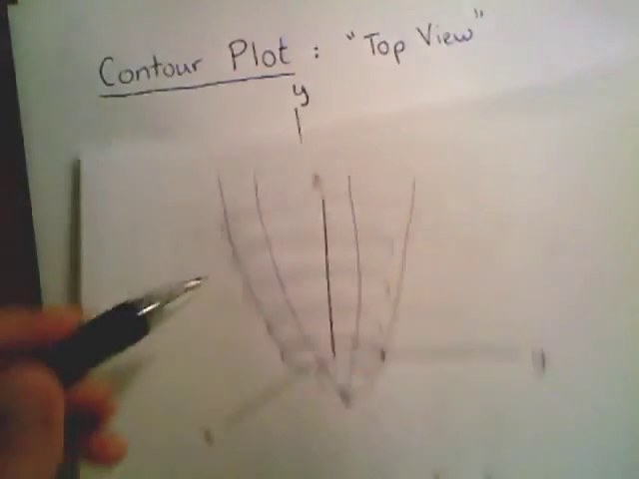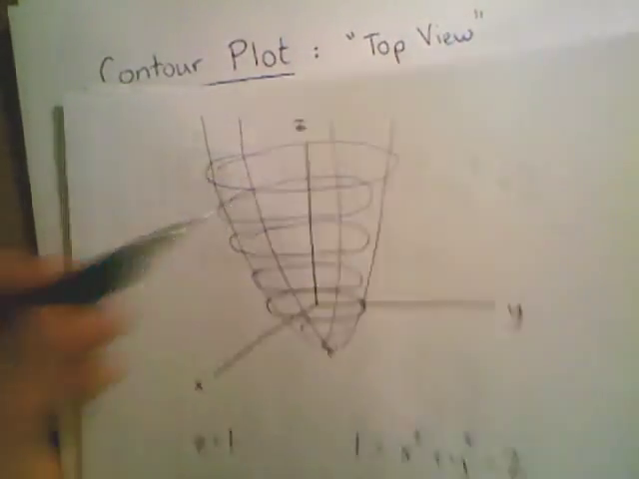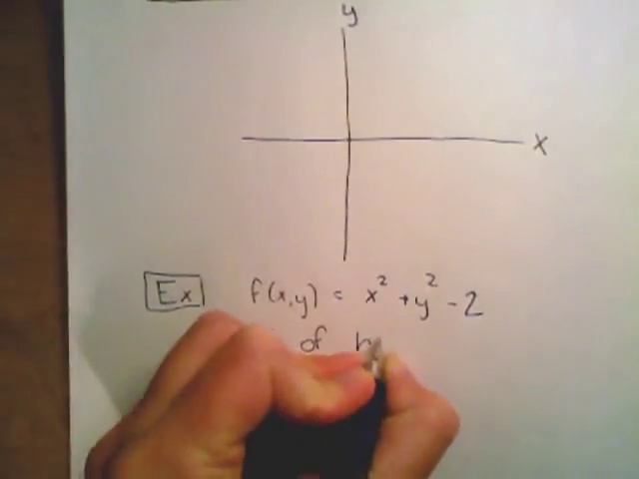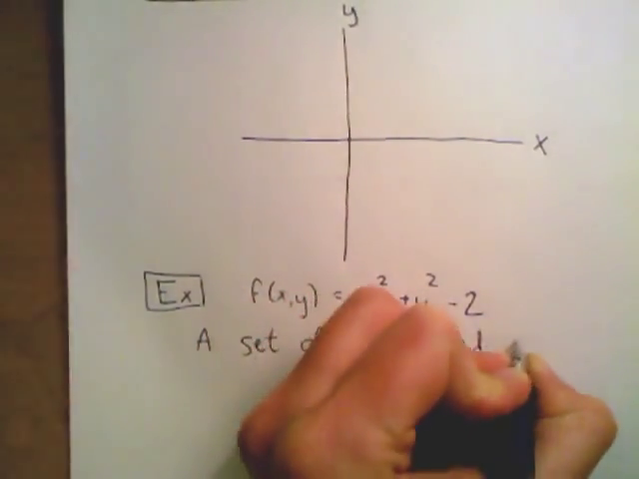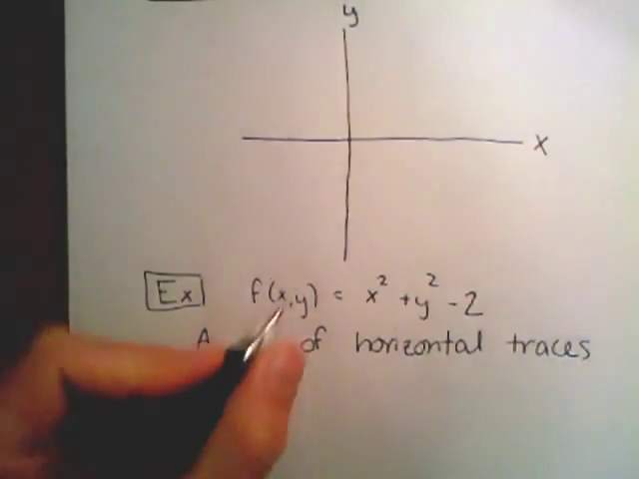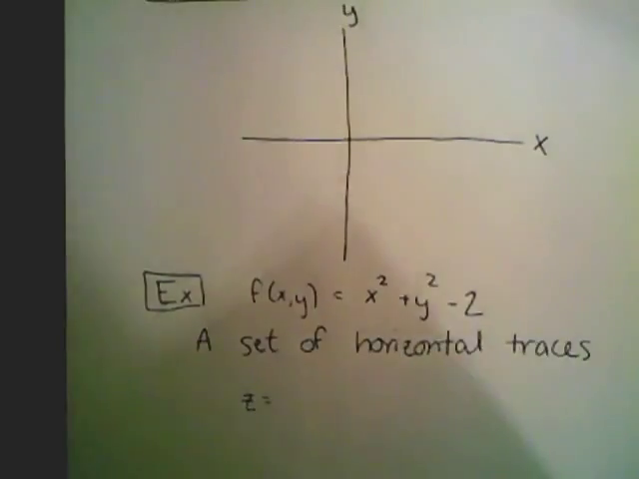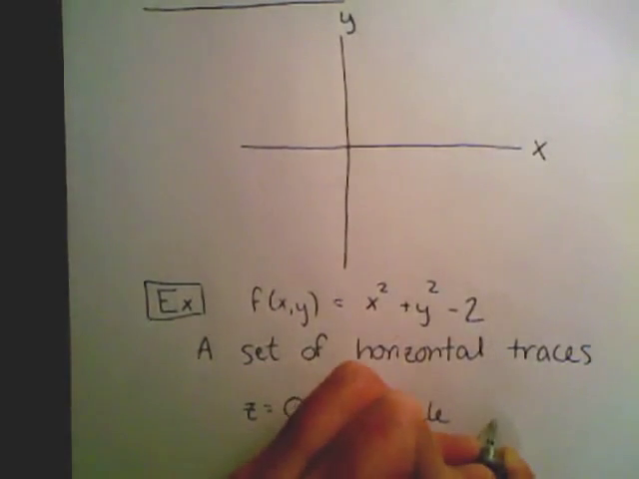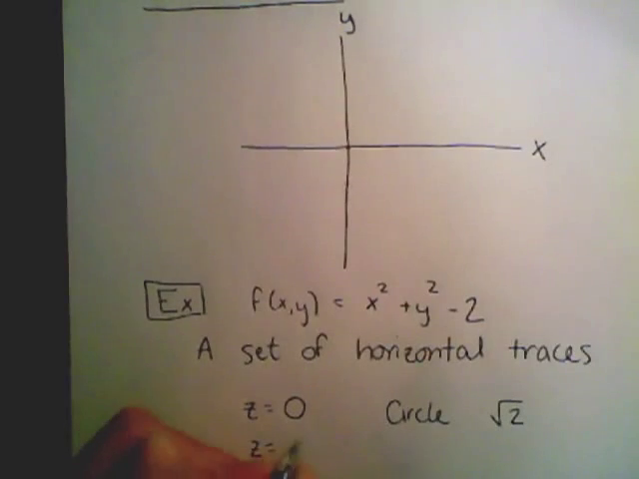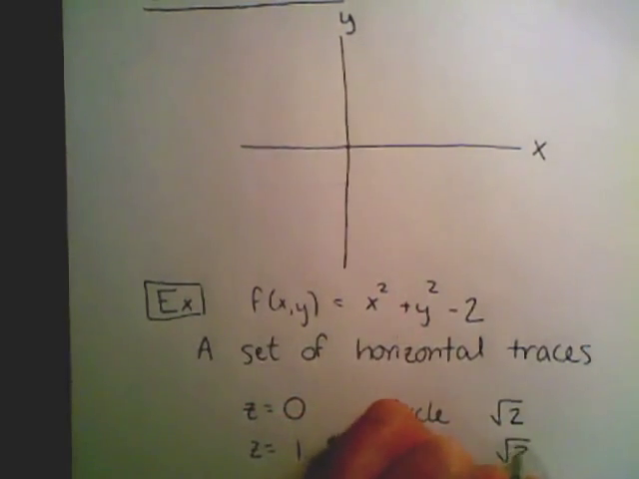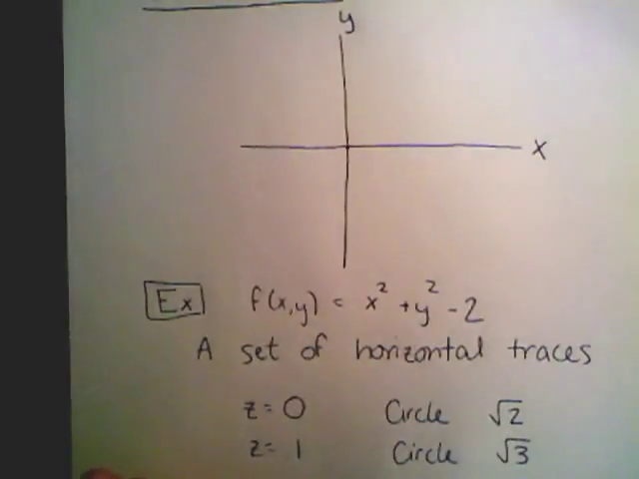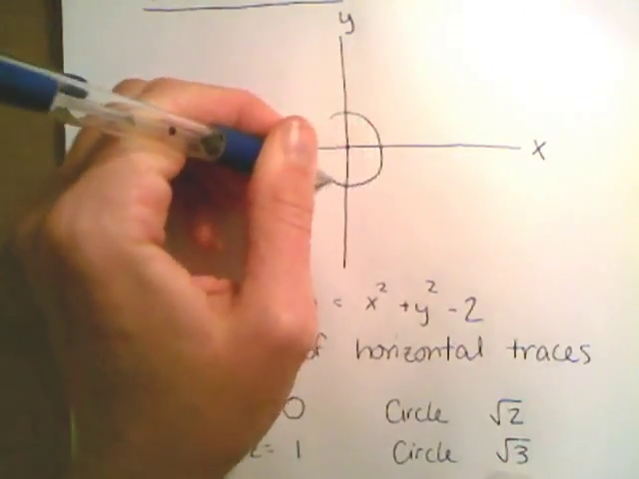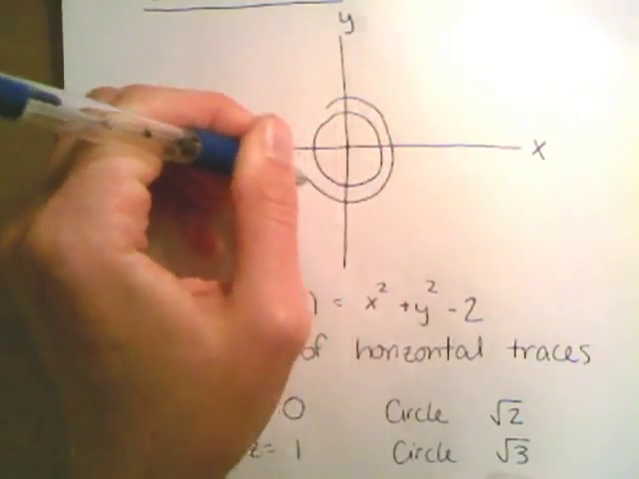And as I look down, my contour plot is going to consist of all of my horizontal traces. So the contour plot is a set of horizontal traces. Or in this case, we found when z was equal to, which one was the one we started with? I guess we started with z equals 0. We found a circle with radius square root 2. When z was equal to 1, we found a circle with radius square root 3. When we had z equals negative 2, you can imagine me continuing on and on with this, and the contour plot is going to be the set of these horizontal traces.